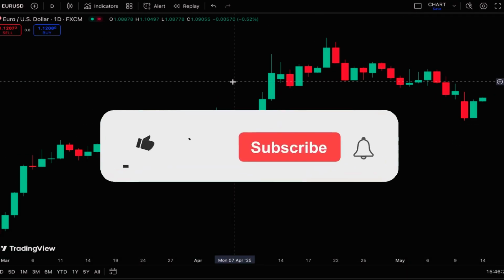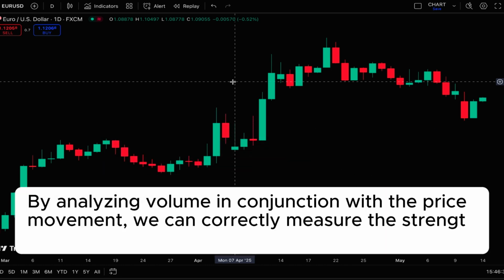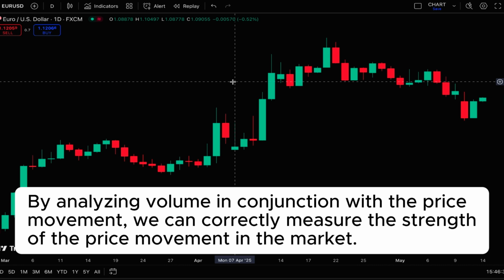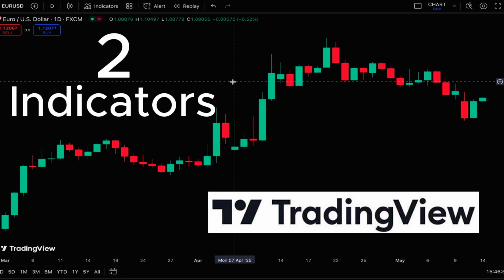As I mentioned earlier, volume doesn't provide information about the probable direction of the market, but when analyzed in conjunction with the price movement, it can provide valuable information about the strength of bullish or bearish pressure in the market. Alright, now let me introduce two indicators on TradingView that can effectively help you in volume analysis.